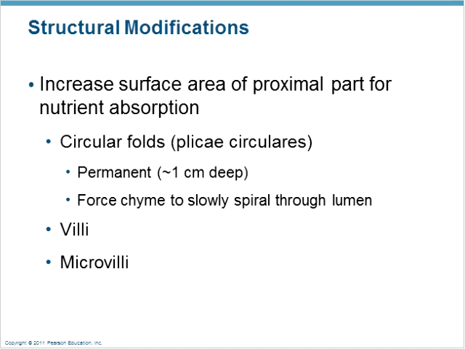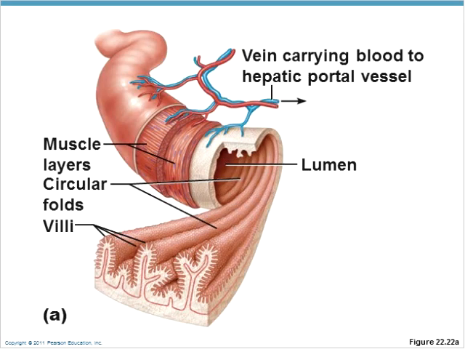For increased surface area in the proximal part, where nutrient absorption occurs, the duodenum has circular folds called the plicae circulares. They're permanent, they're 1 centimeter deep, and they force chyme to slowly spiral through the lumen. It also has villi and microvilli on the villi. So there's villi and microvilli.